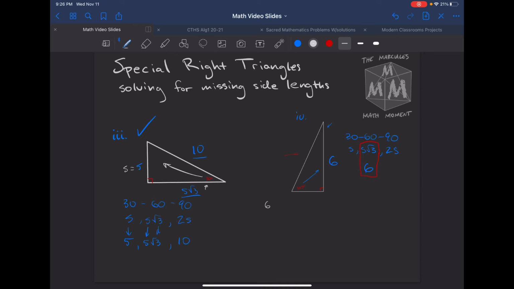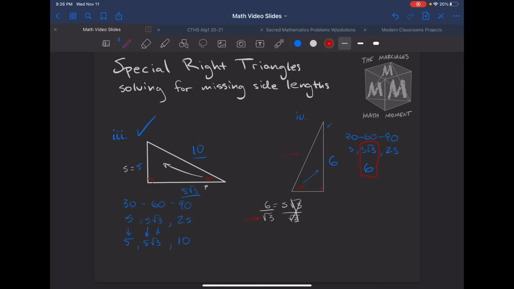So then I write 6 equals s times the square root of 3, so I can solve for my short leg. I divide both sides by the square root of 3, cancels that out, and I get s equals 6 divided by the square root of 3, but this is a problem. Again, we have an irrational number in the denominator. We need to rationalize it.